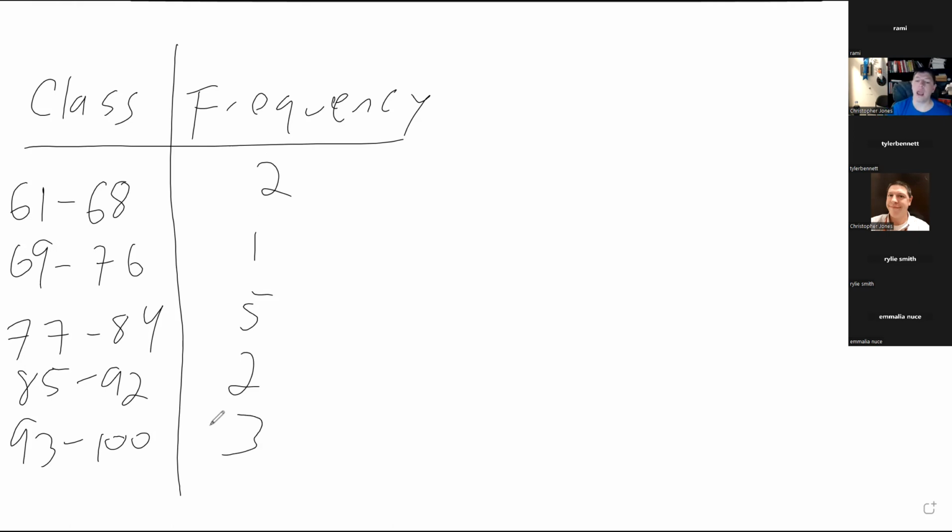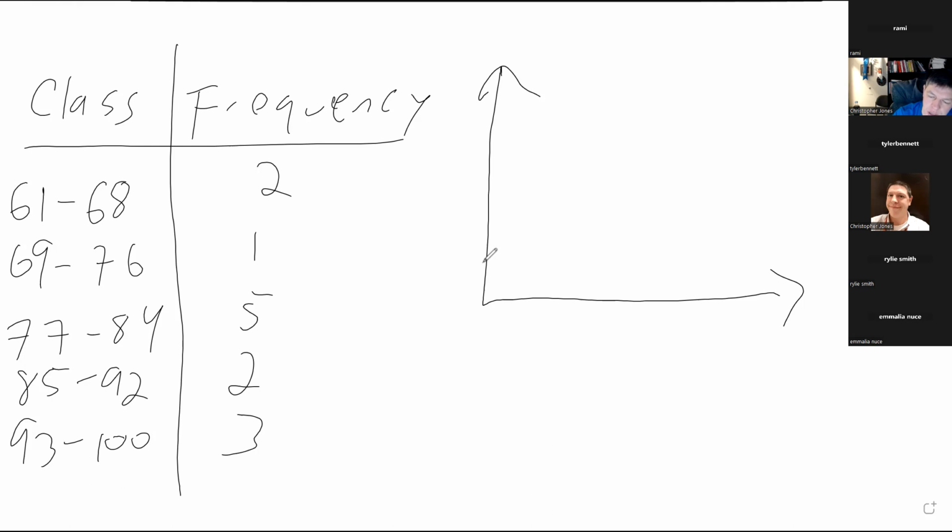One of the next things that I think I asked you all to do with this problem is to construct something called a frequency polygon. So let me show you how to do that. It's actually pretty easy to do. You're going to have the same axes as you did for the histogram, but instead of having the bars, you're just going to put a dot at the frequency.